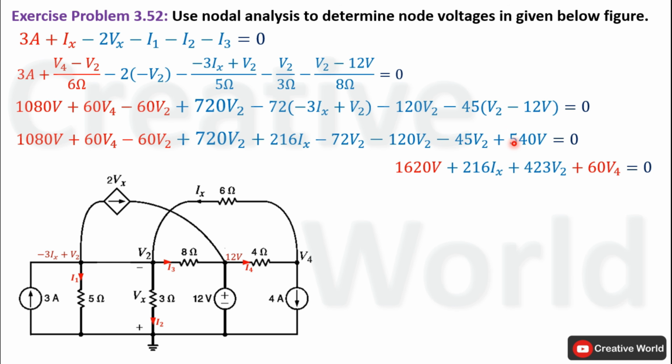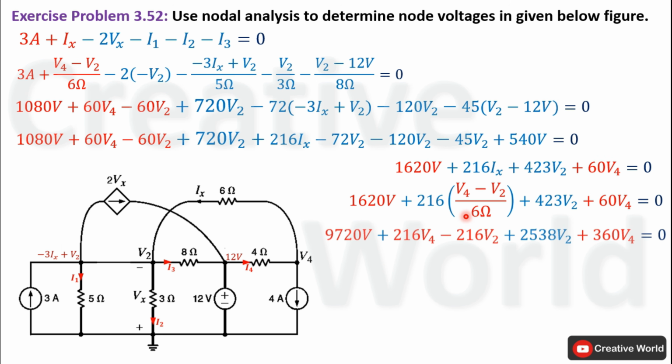After adding constants together and values having the same variables together, we got the equation 1620 volt, 216 times Ix, plus 423 V2 plus 60 V4. In this equation again we have to replace Ix with its value, that was equal to V4 minus V2 divided by 6 ohm. Again we will multiply this equation on both sides with 6 ohm in order to omit this denominator value, and we will get this equation.